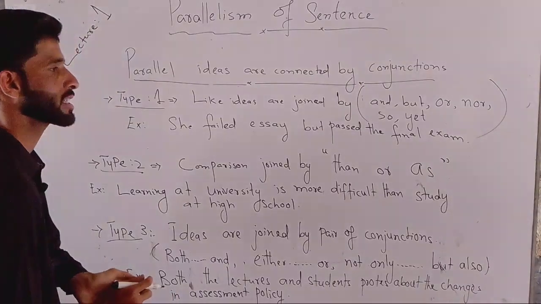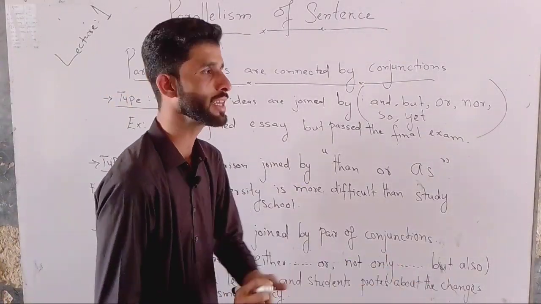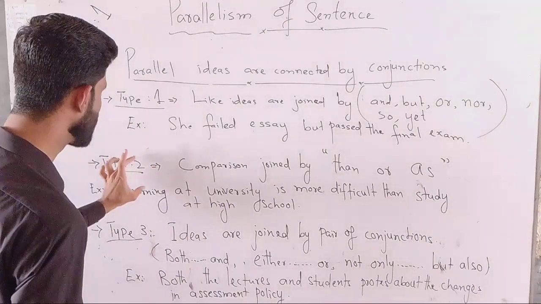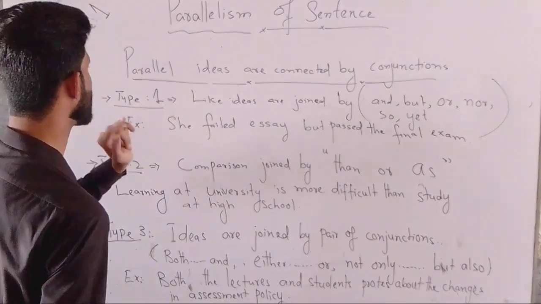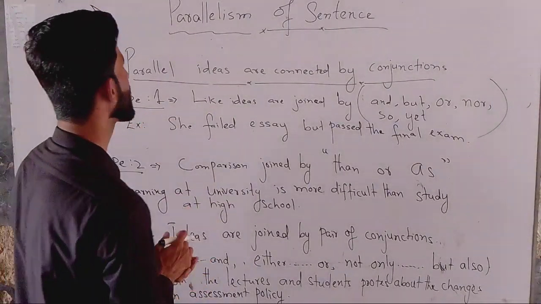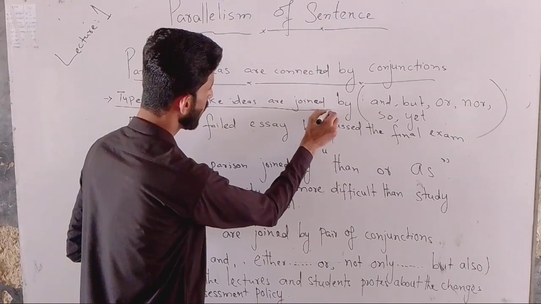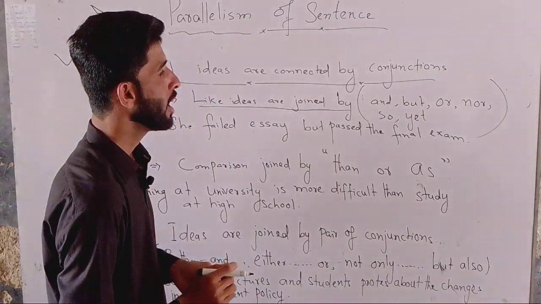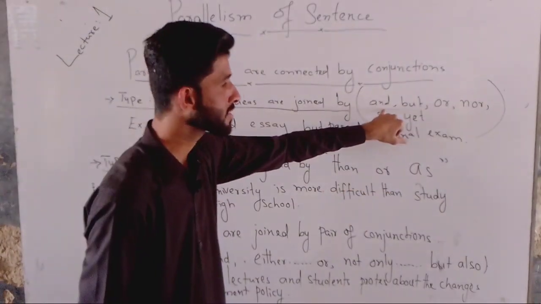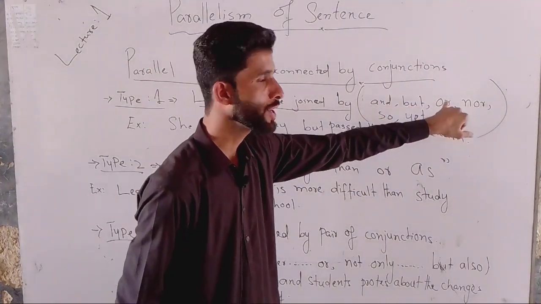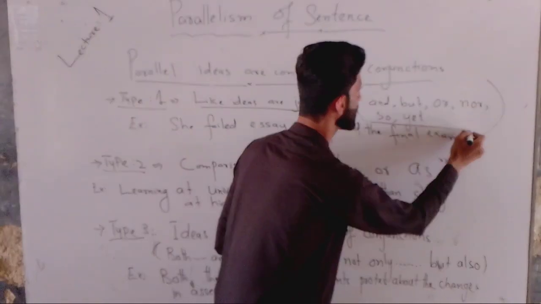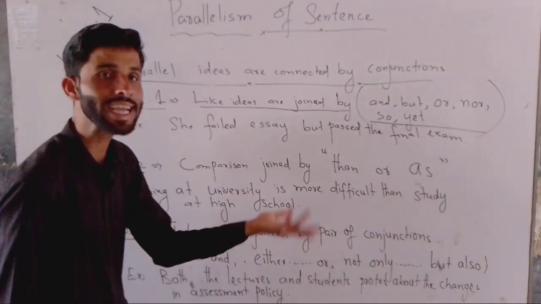So let's see which types of conjunctions are used in parallelism of a sentence. We have three types of conjunctions that are used in parallelism of a sentence. Type 1, like ideas. We have some like ideas. Like ideas are always joined by these conjunctions: and, but, or, not, so, yet. These conjunctions are used for like ideas.